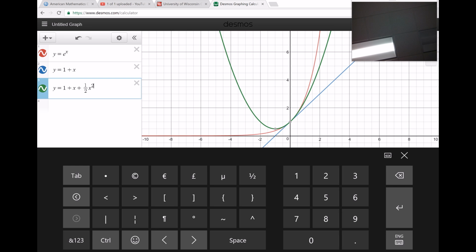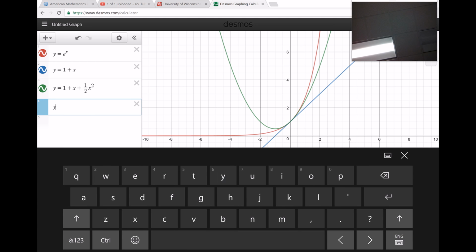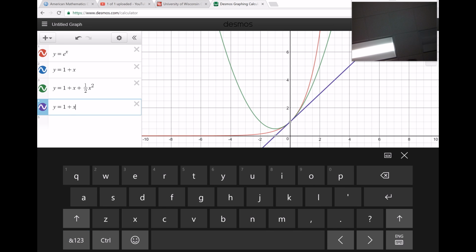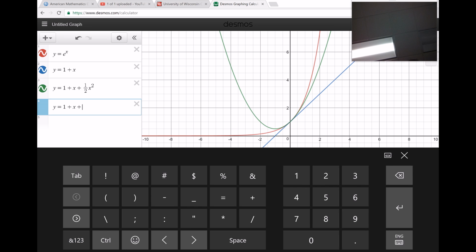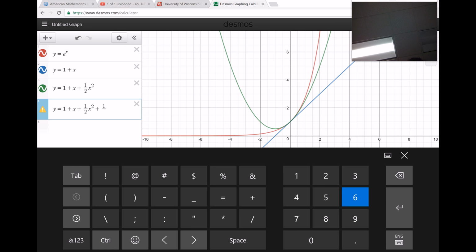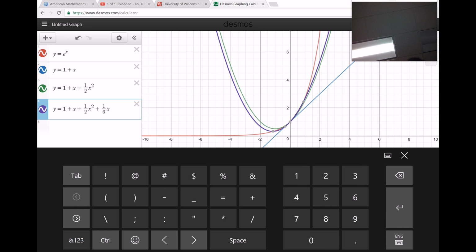Alright, so now what is the third polynomial approximation? y equals 1 plus x plus 1 divided by 2 x squared plus 1 over 6 x to the power 3, right?